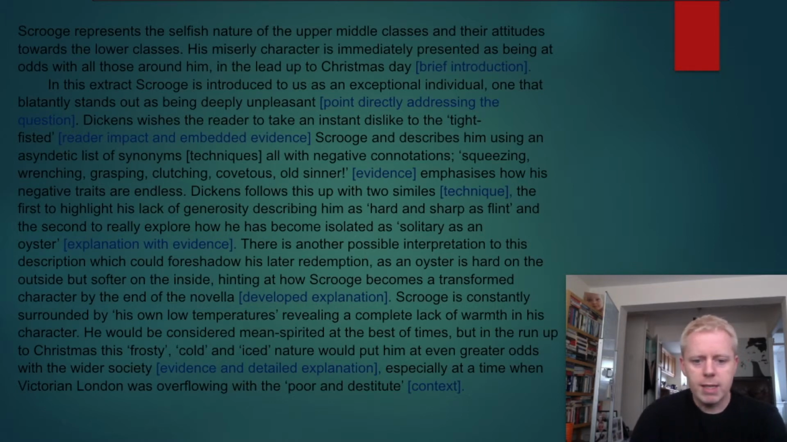He would be considered mean-spirited at the best of times, but in the run-up to Christmas, this frosty, cold and iced nature would put him at even greater odds with the wider society, especially at a time when Victorian London was overflowing with the poor and destitute.